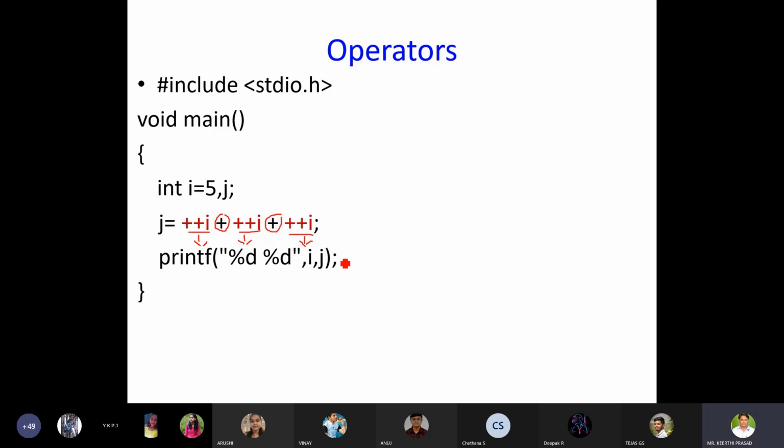After executing this statement, what is the value of I? What will be displayed here? And what is the value of J? What will be displayed here? What is your answer? Initial value of I is 5. Simple. 8, 8. Any other answer? 5, 18, sir.